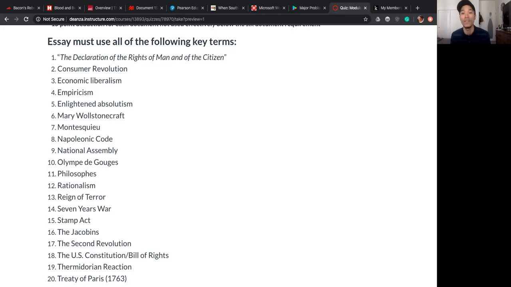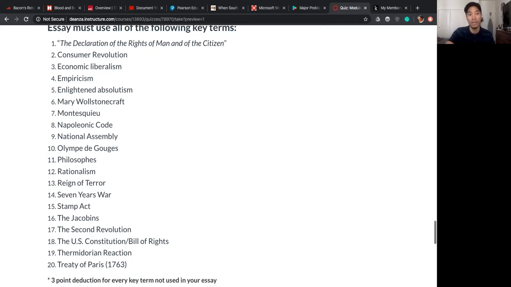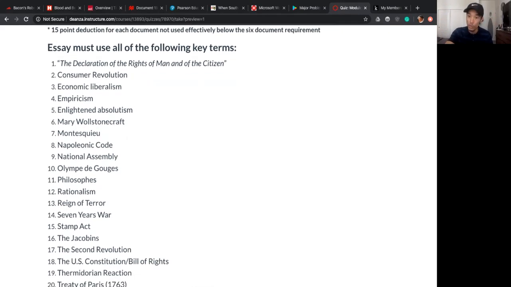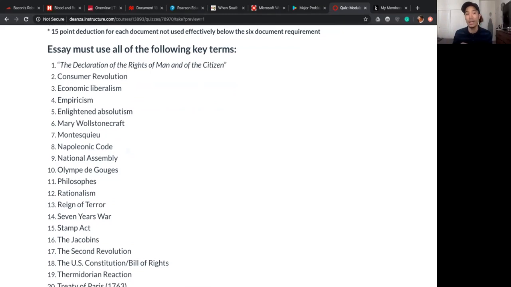Is it a fulfillment of Enlightenment ideas? That is your job to figure out. And here are the key terms that you get to work with, guys. For every document that you don't use effectively in your essay, there's going to be a deduction of 15 points.